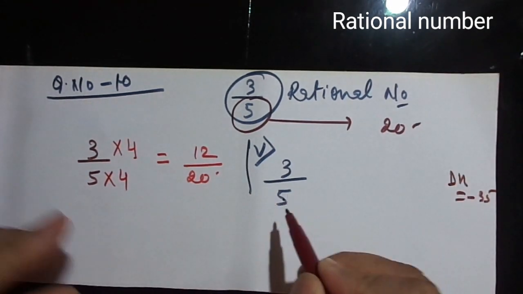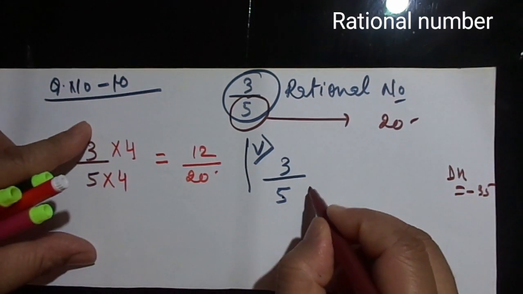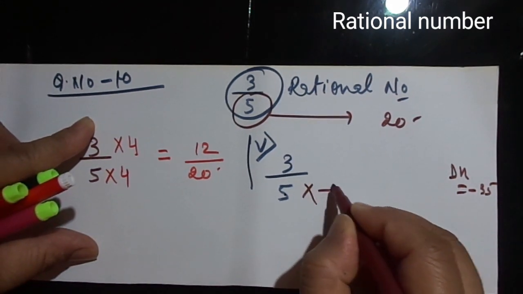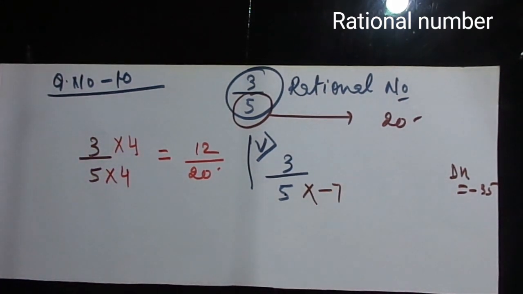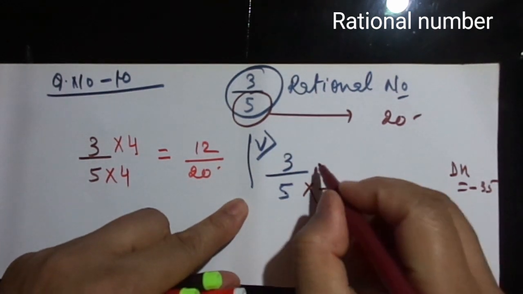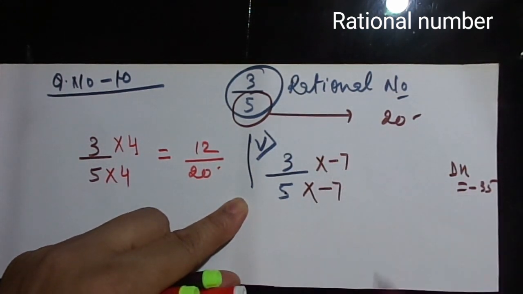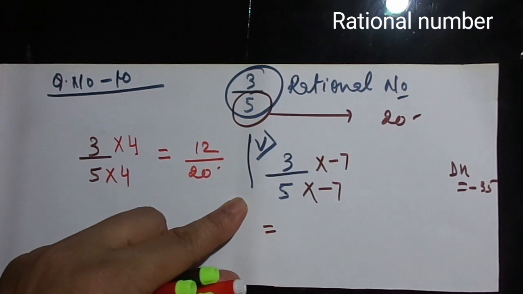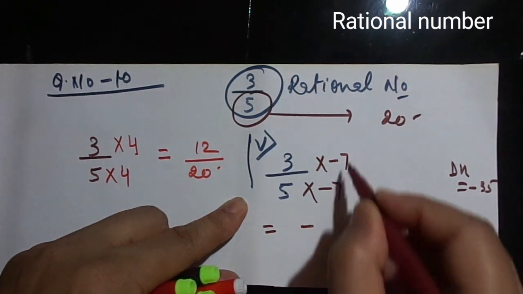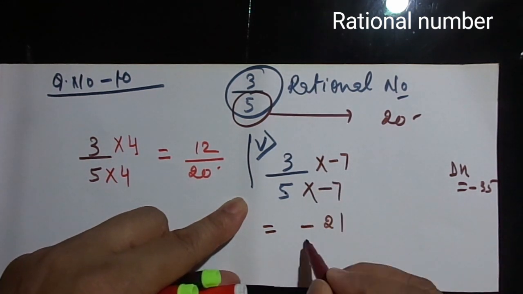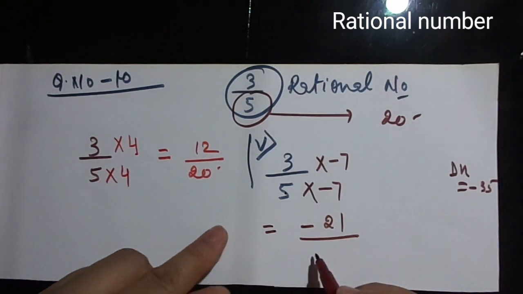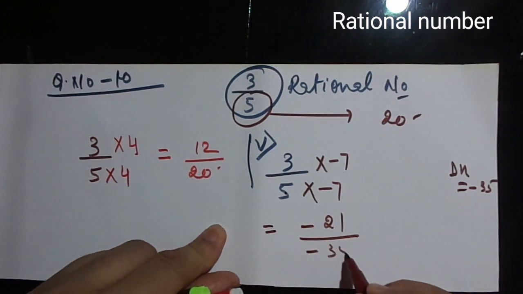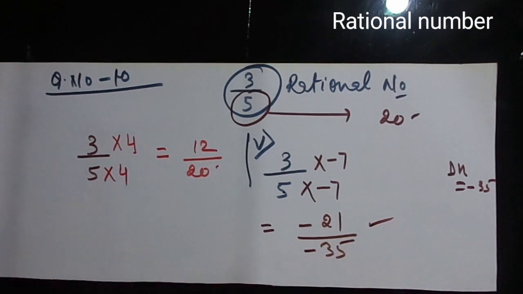How can you make 5 as minus 35? By multiplying it by minus 7. And whatever we do in the denominator, the same thing should be done in the numerator too. And we have over here minus 21 by minus 35. I hope this is loud and clear.